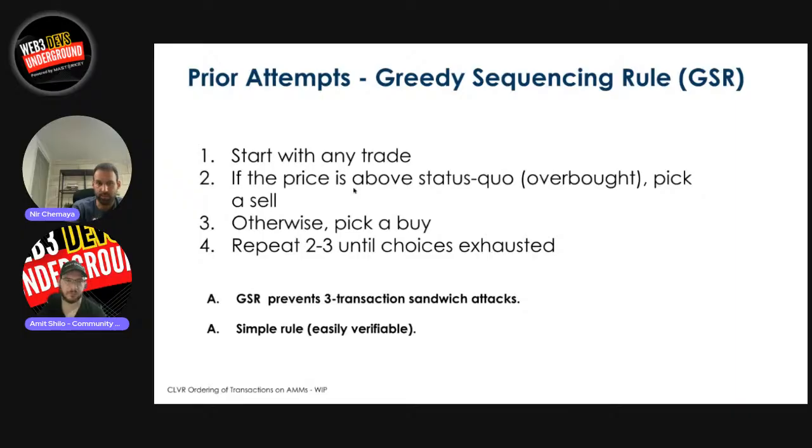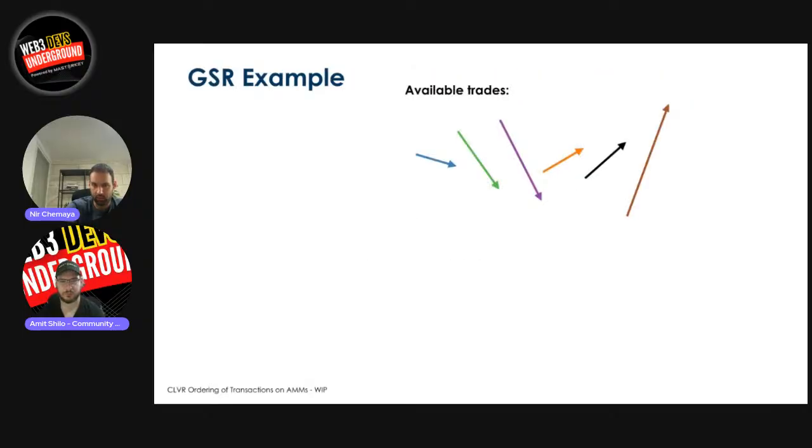But how GSR works is basically you start with one transaction. It can be buy or sell, whatever. And then if you start with buy, and your price is more expensive than the status quo, the starting price, if there is a sell transaction waiting for execution, you must pick sell, because you're already going in the opposite direction of the status quo. But if there is no sell option, you need to go to a buy. And the idea is that you always need to repeat steps 2 and 3 until you execute all your transactions. To give more of a sense, it's maybe easier to show an illustration.